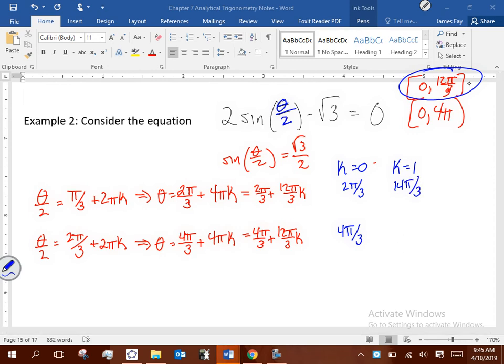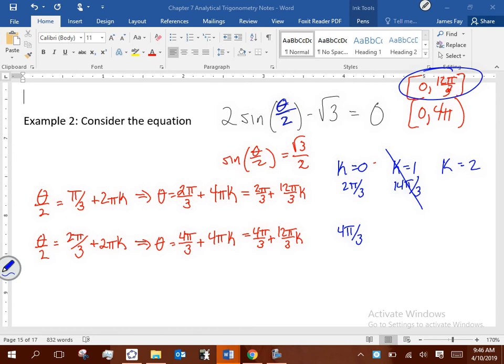Is that between 0 and 4 pi? No. So that tells me that is not a solution that I'm interested in because of the interval that they defined. If it was 0 to 6 pi, then I keep it. Does that make sense? Okay. But here I kick it out. It's not a solution.